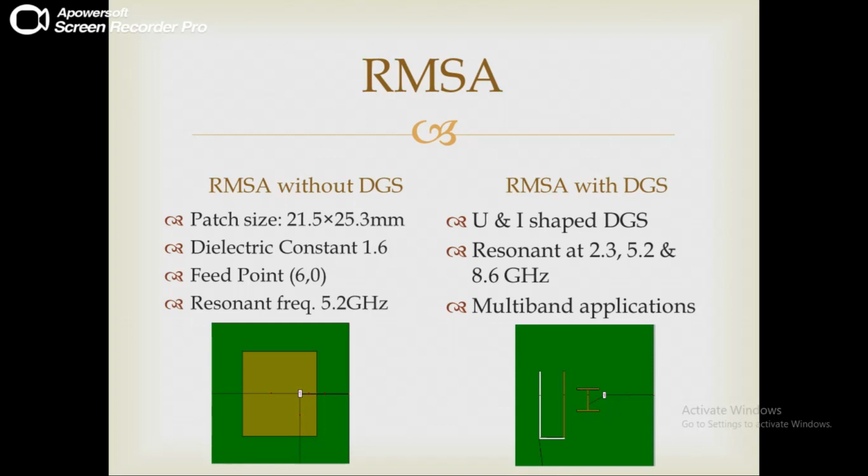Next, in the DGS, we have selected two types of DGS, that is U and I-shaped DGS. The resonance we get through this improvement is at three different bands, that is at 2.3, 5.2 and 8.6 GHz, and hence we can use this defective ground structure improved version of MSA for multiband applications.